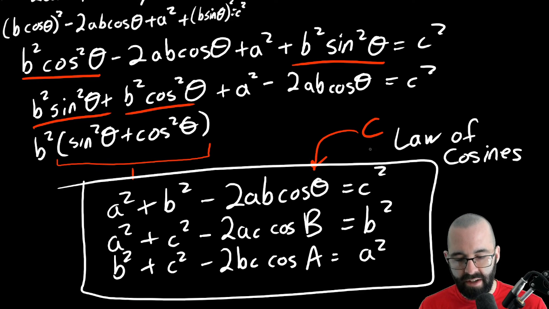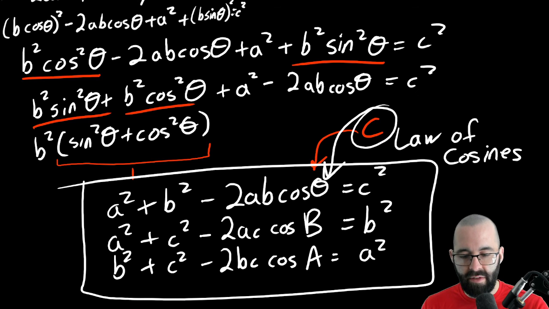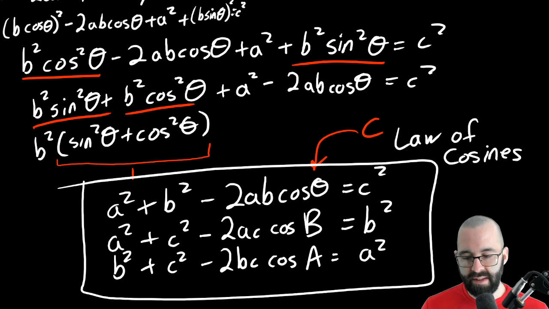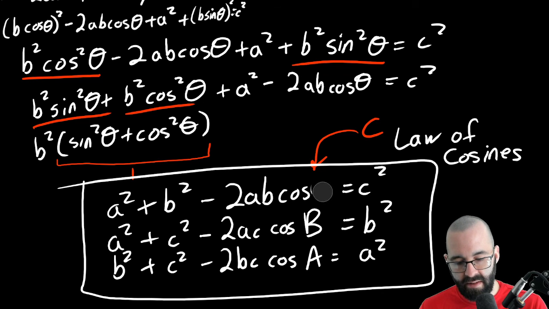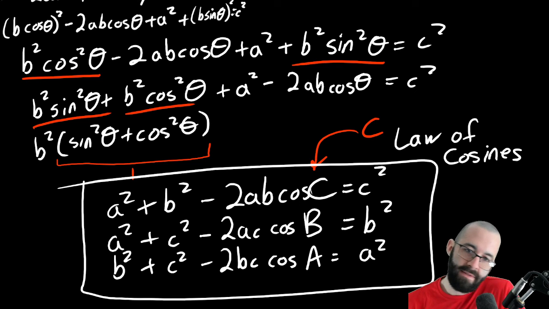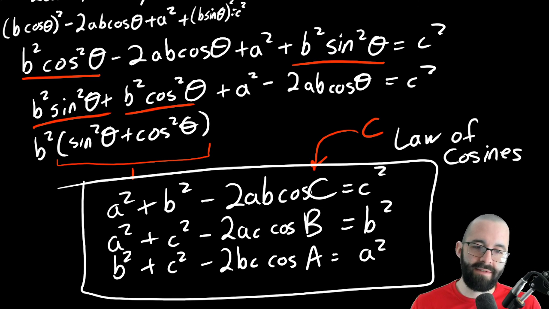And again, usually you're going to see a C written right there, but however you want to phrase it. Let's be consistent. That's the law of cosines. And it lets you find the solution to different kinds of triangles. We're going to use this in the next video. All right.